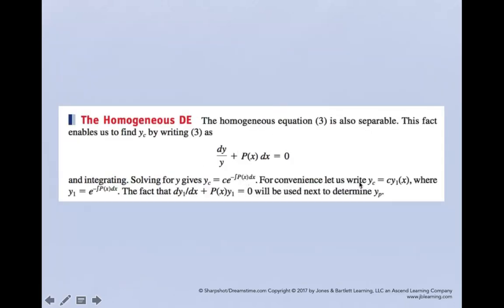So now if we just write y sub c as some constant times y1, then we can write y1 as e to the minus integral of p of x dx. And then that basically gives us a fairly straightforward solution for the homogeneous part of the differential equation. So next, we're going to look at the particular solution.